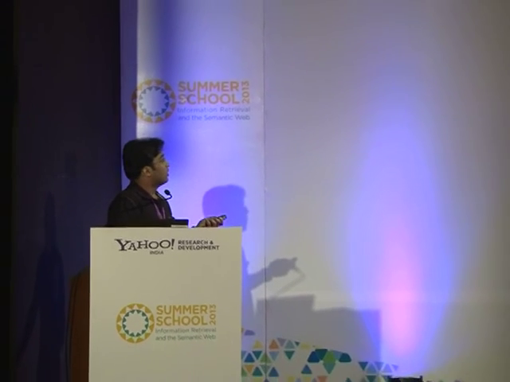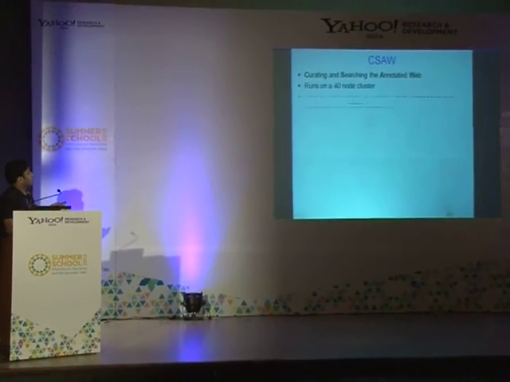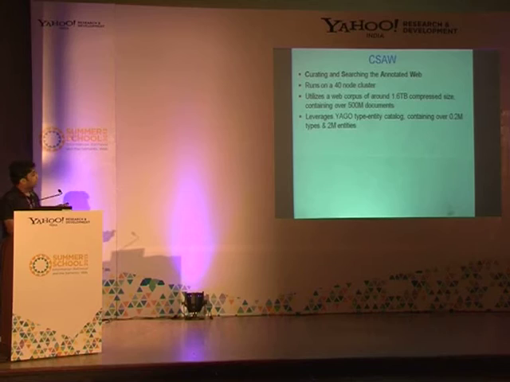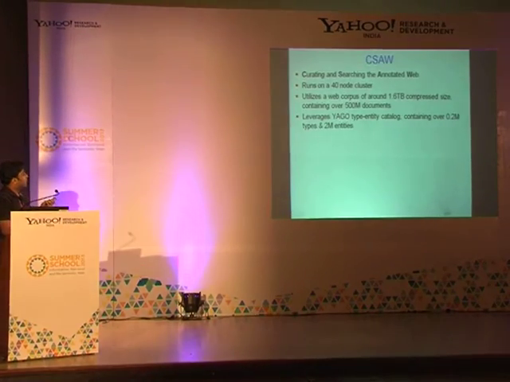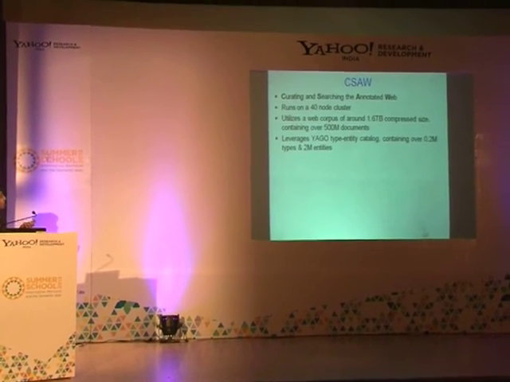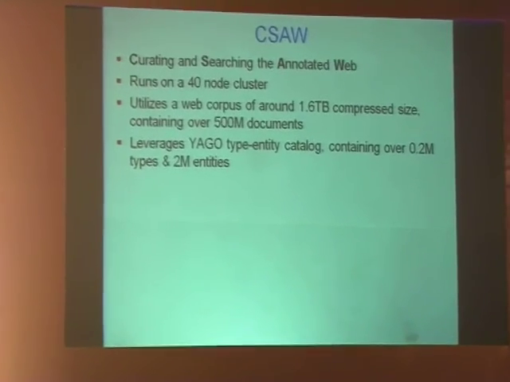So CISO, that's what we call our semantic search system. It's an acronym for curating and searching the annotated web. The production CISO system runs on a 14-node cluster, utilizing a web corpus of around 1.6 TB, which contains over 500 million documents. Right now, we use Yahoo as our primary knowledge base, which enables us to cover over 2 million entities and over 200,000 types.